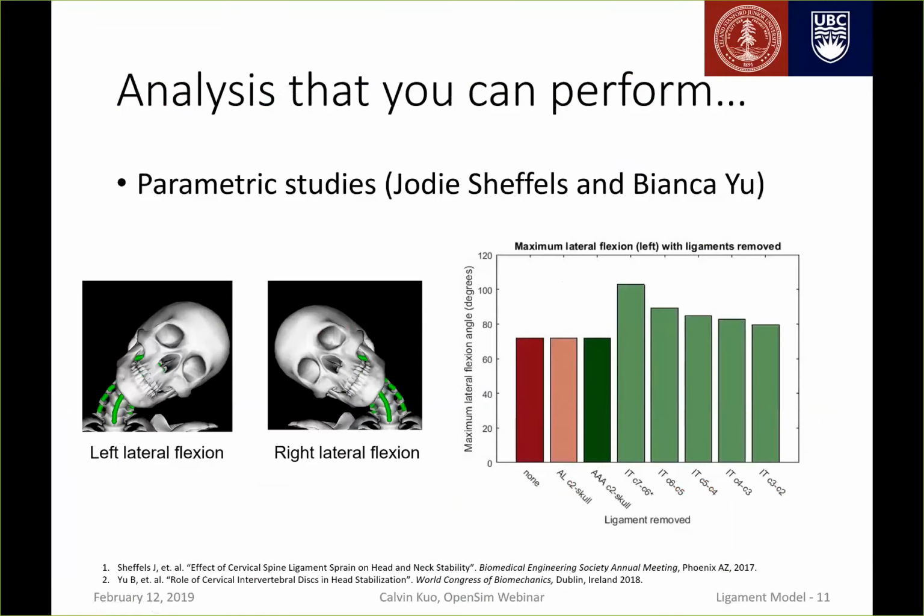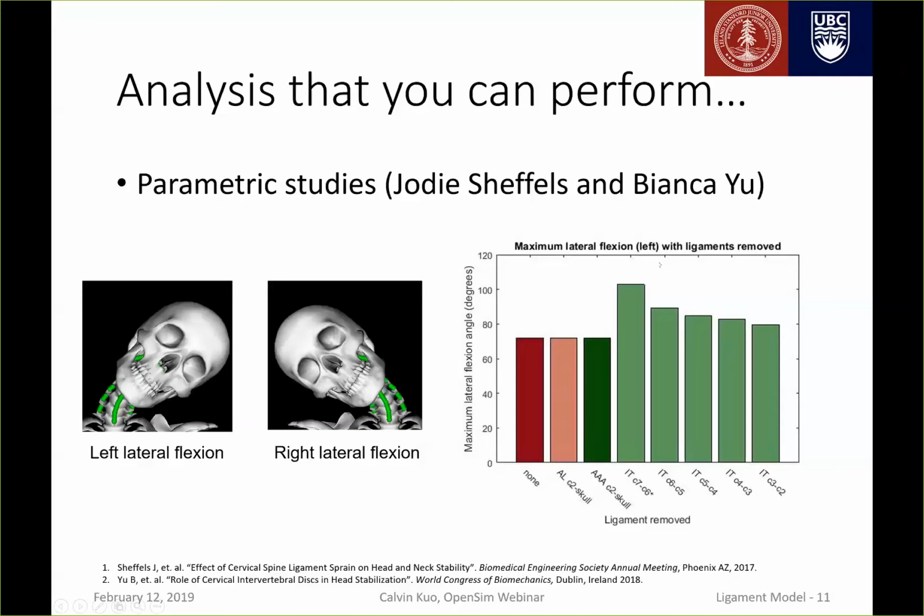In a separate study run by some of my undergraduate students, we wanted to investigate how ligament sprains affected head and neck stability. We represented these sprains as a tear in the ligament, which means we simply removed the corresponding element in the OpenSim model. We then applied fixed moments in the primary anatomical axes, with lateral bending shown here, and observed how much the head rotated from upright. What we found in these simulations was that the loss of lower cervical spine ligaments, such as the intertransverse ligament at the C7-C6 level, resulted in greater head deflections.